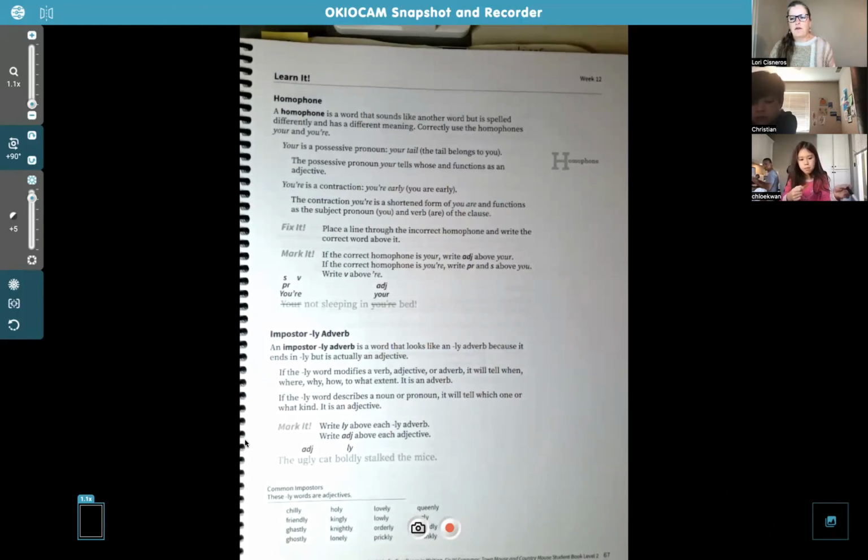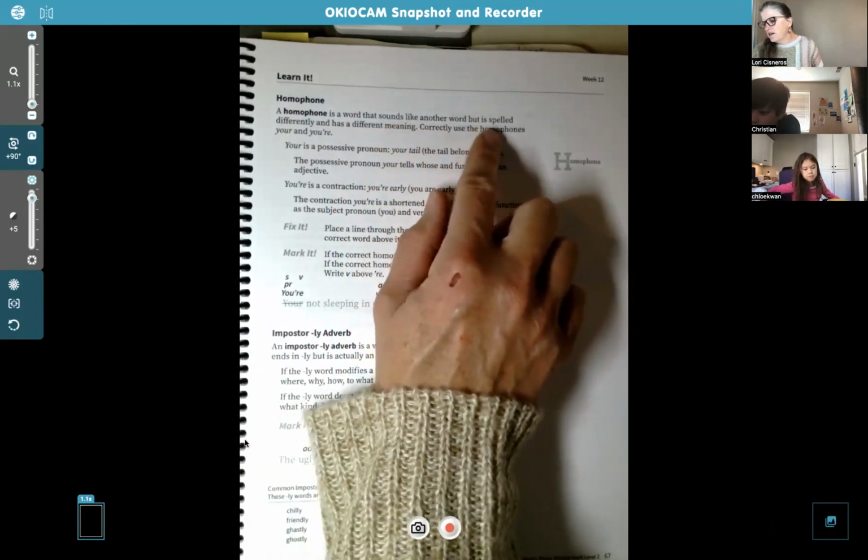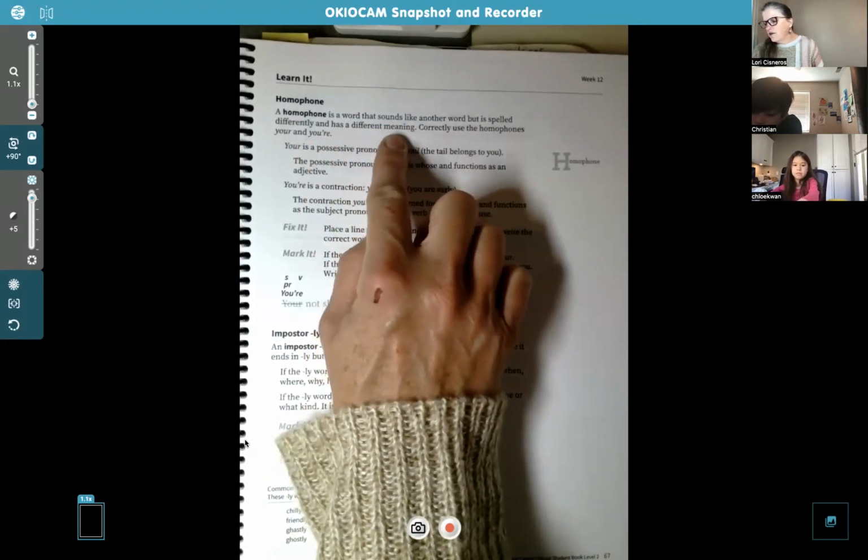And we've talked about these before. Remember that the word homophone has two parts to it. That word homo means same, and then phone means sound. So homophone means the same sound. It could be spelled differently, though, and it does have a different meaning most of the time. So a homophone is a word that sounds like another word, but is spelled differently and has a different meaning.